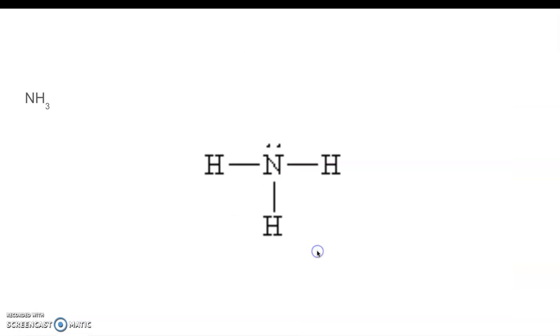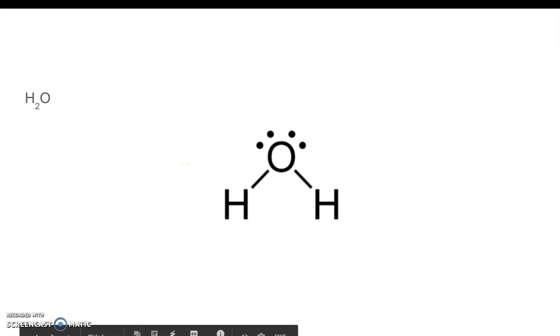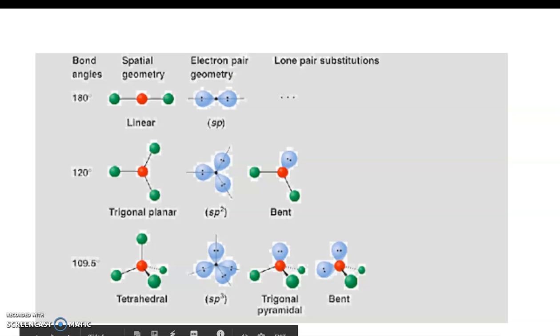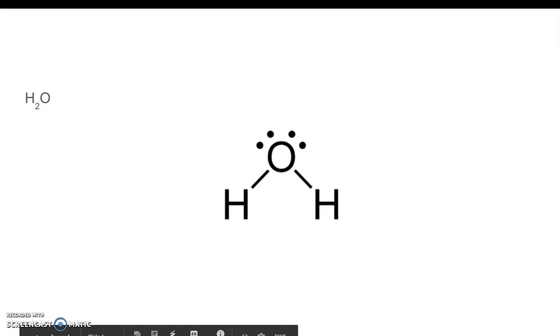All right, so here's another example. We got ammonia. We got N in the middle. It has 3 bonds and 1 unshared pair. So let's bounce back. I got 3 bonds and 1 unshared pair. So it's going to take the shape of trigonal pyramidal. And trigonal pyramidal looks like this, and it has a bond angle of 109.5. And so I can find all that information out.